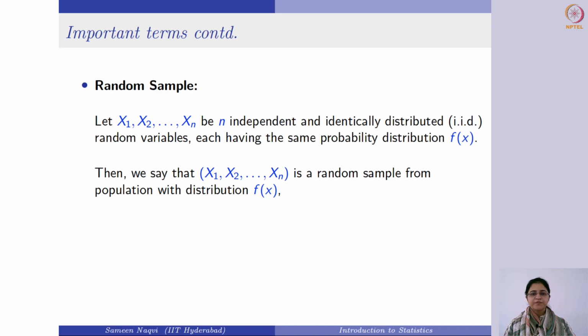Independent means that the outcome of one is not going to impact the outcome of the other. And identical means that they are coming from the same population or the same distribution. It means if you're talking about a normal population, then all these random variables have been taken from that only. All these random variables follow the normal distribution.